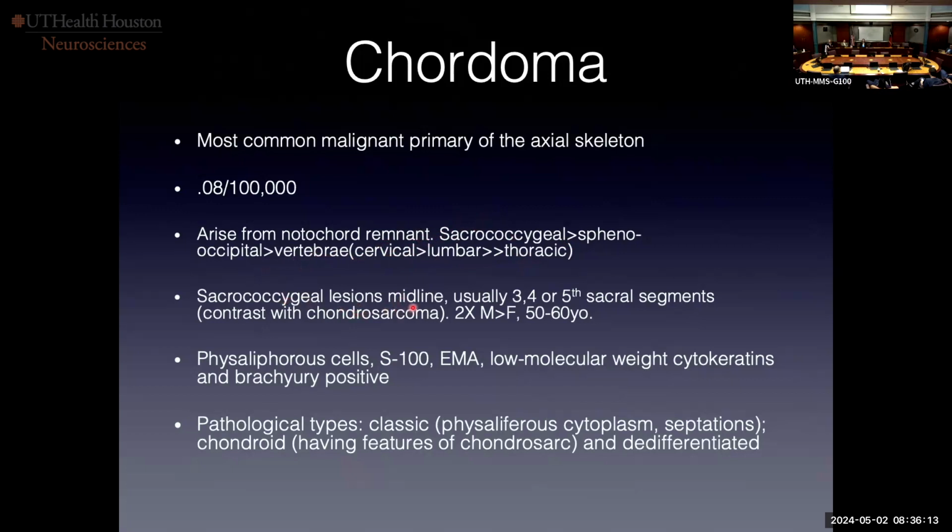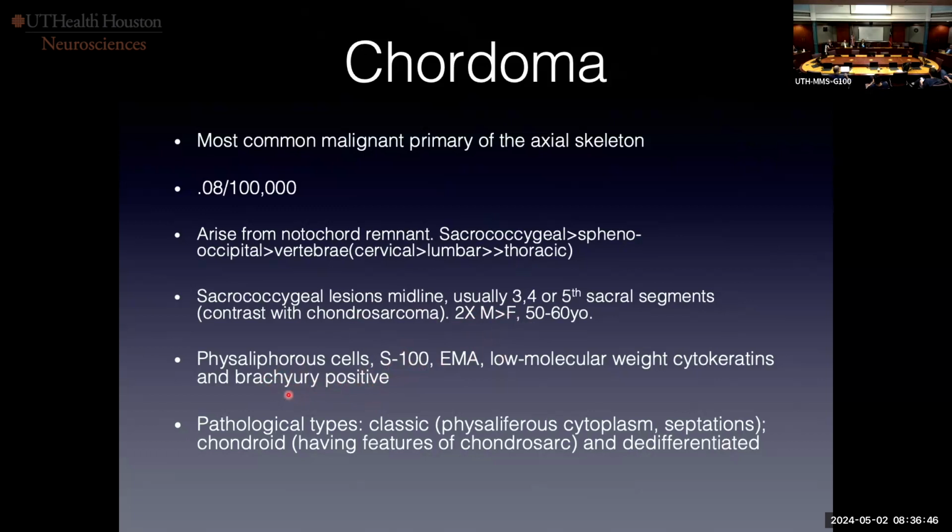Sacrococcygeal midline lesions are usually at the 3rd, 4th, 5th sacral segments. Contrast that with chondrosarcoma, where it occurs in the sacral ala. These patients are usually older males. The lesions at the skull base, often in the cervical spine, usually have a slight female predominance in a younger group of patients. The only thing I want to say about the path is that this brachyury immunohistochemistry stain has been really transformative, positive in anything of notochord origin, very important.